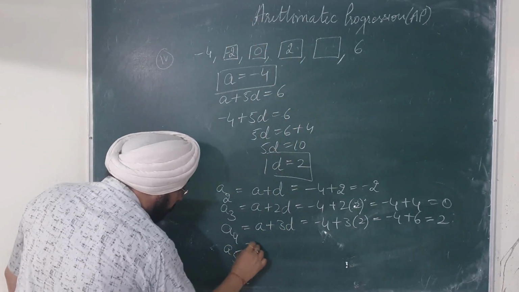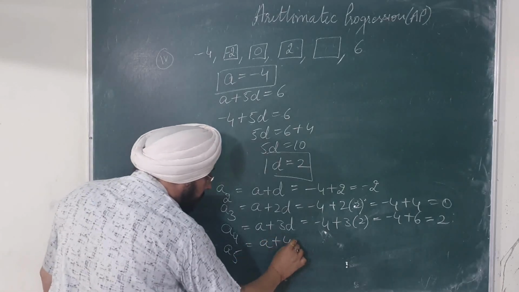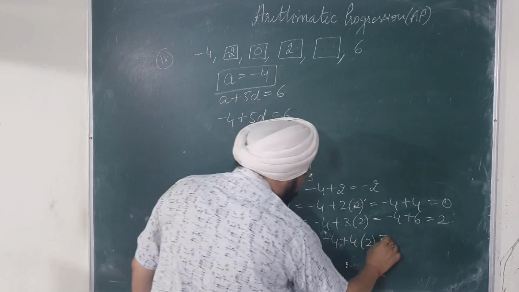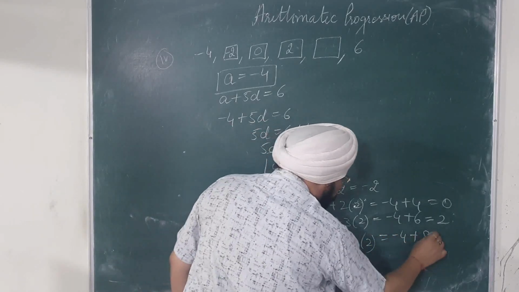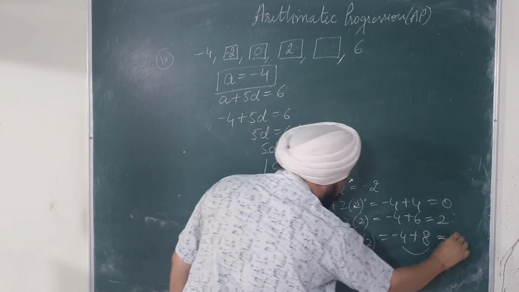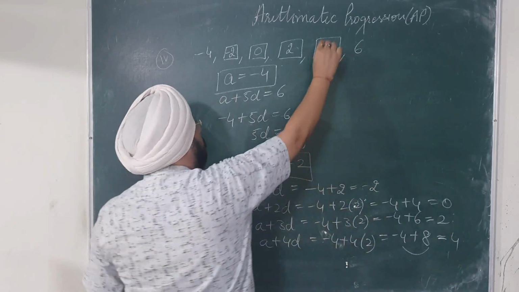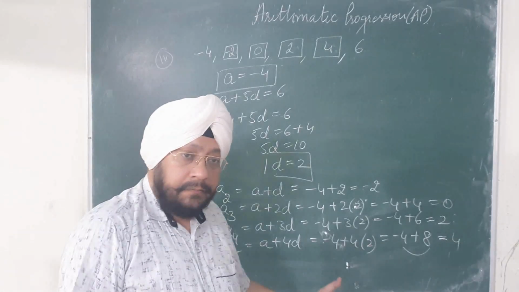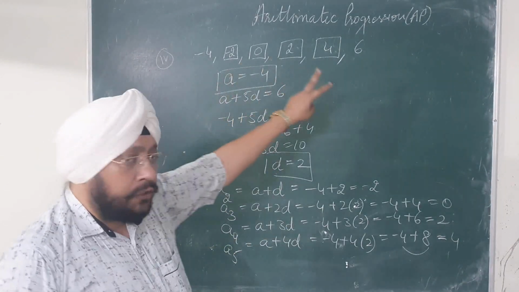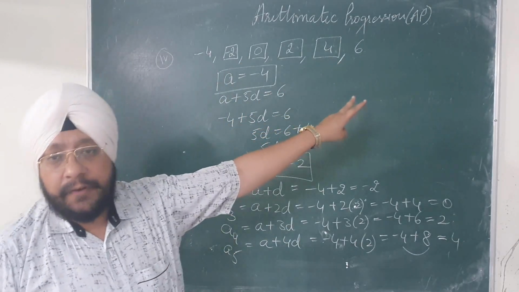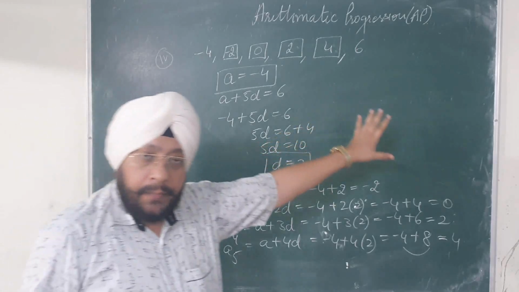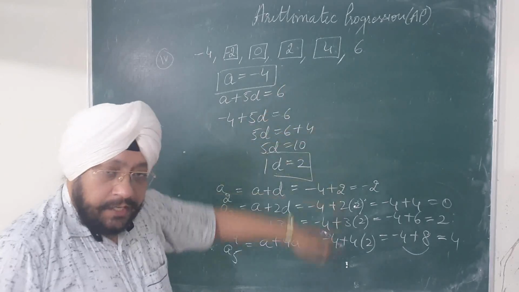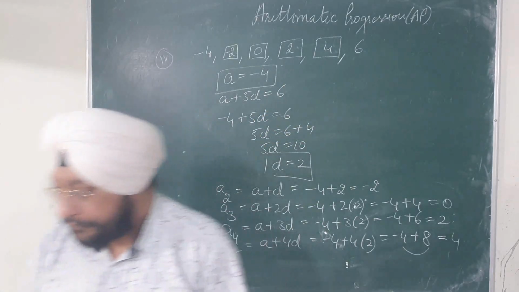Similarly, the fifth term will be equal to a plus 4d. Again substitute the value. We get minus 4 plus 8. So what is 8 minus 4? It's positive 4. So in this way we are able to find any term if any two terms of the AP are given to you. Is it okay, madam? So this is all about your question number 3. So let's come to question number 4.